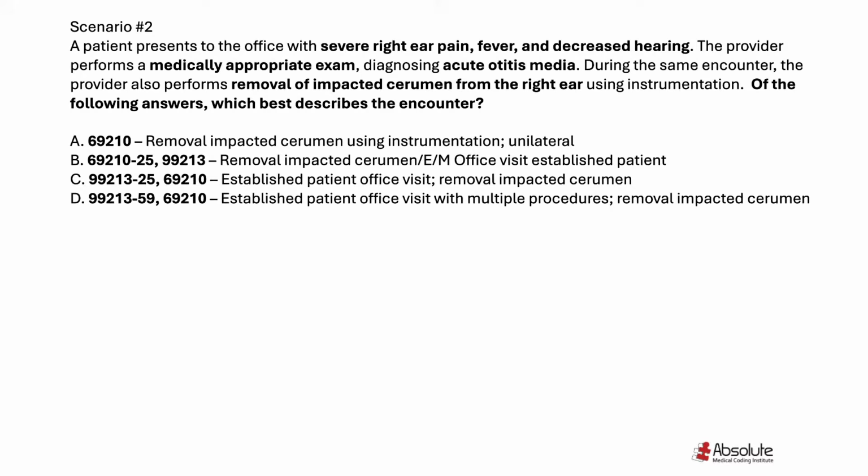All right, of the following answers, which best describes the encounter? A, 69210. B, 69210 modifier 25, 99213. C, 99213 modifier 25, 69210. D, 99213 modifier 59, and 69210. A patient presents to the office with severe right ear pain, fever, and decreased hearing. The provider performs a medically appropriate exam diagnosing acute otitis media. During the same encounter, the provider also performs removal of impacted cerumen from the right ear using instrumentation.